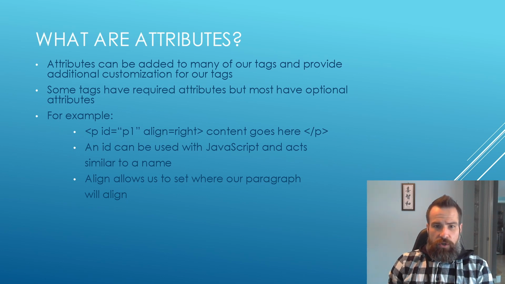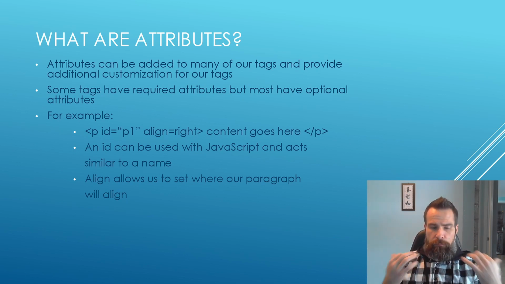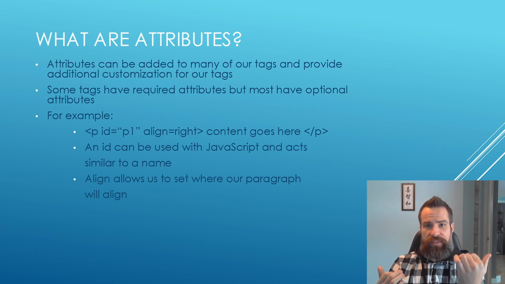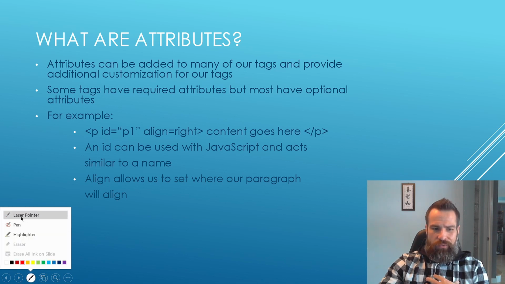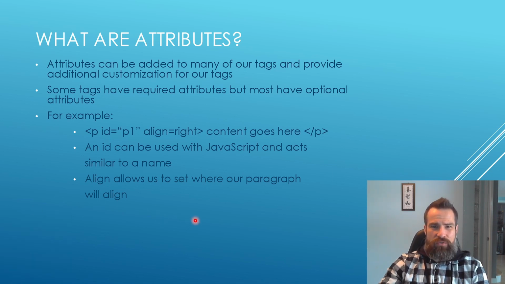Okay, so when you start talking about attributes, attributes can be added to our tags. So the tag is like the big modifier, and then within that we can customize that specific tag. Certain tags have required attributes, but they all have optional attributes that just allow us to customize things or include things that we're going to need a little bit down the road if we want to learn JavaScript or something else. So I've got an example here.